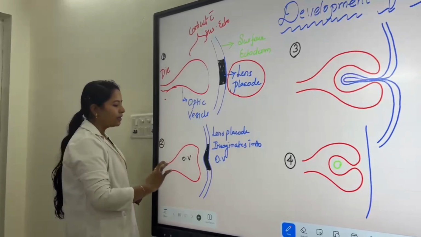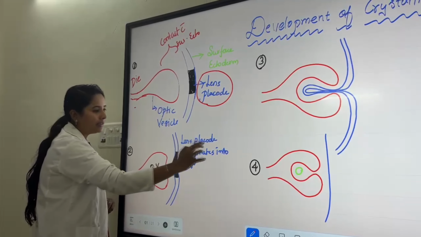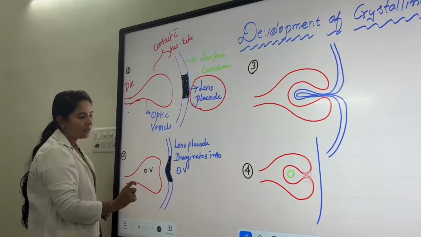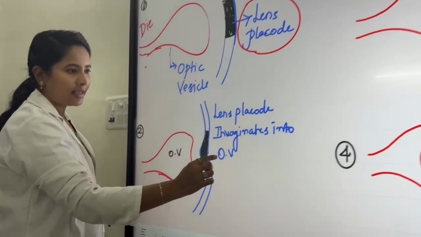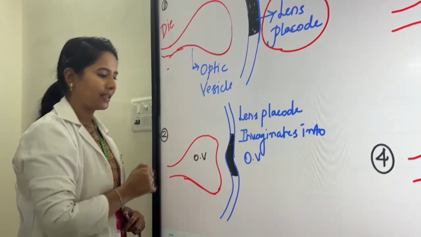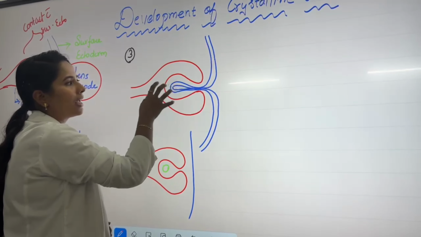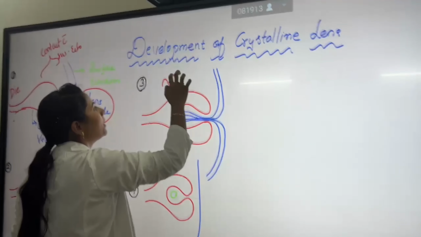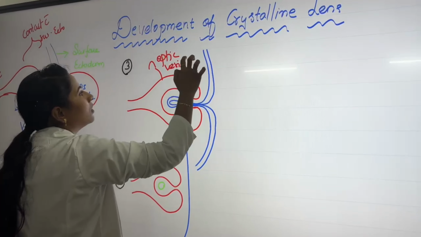After that, what will happen? Our optic vesicle is here, right? This lens placode invaginates into the optic vesicle. So you can see a depression here, right? The surface ectoderm invaginates into the optic vesicle. So what happened here? The surface ectoderm has come inside the optic vesicle. This is the optic vesicle, and it is a spherical structure.